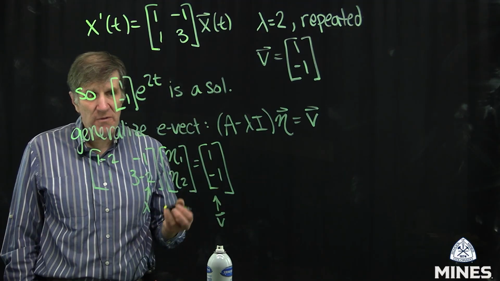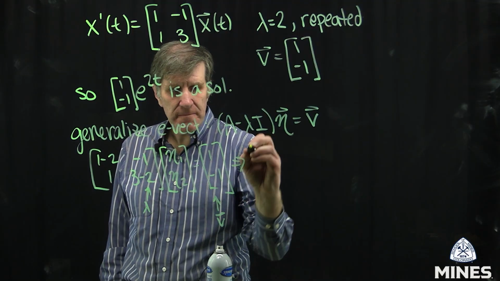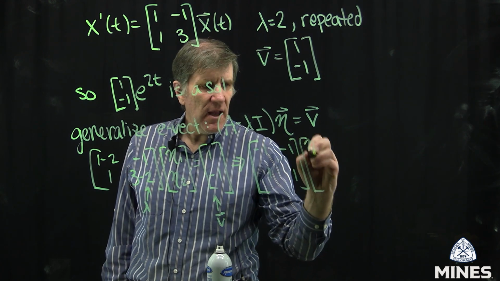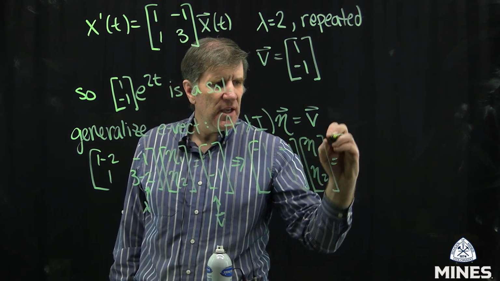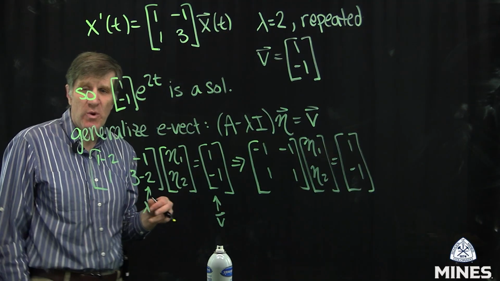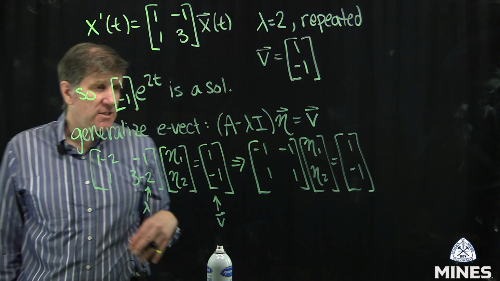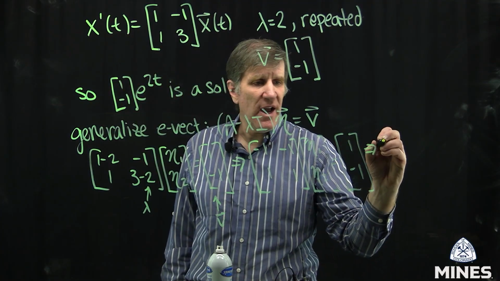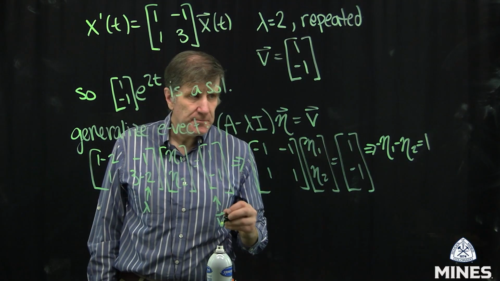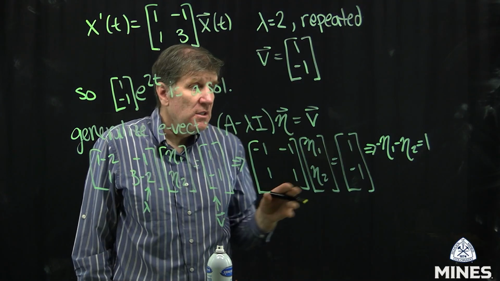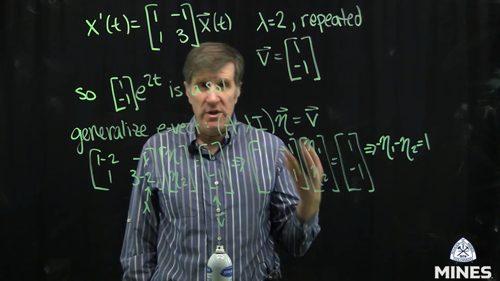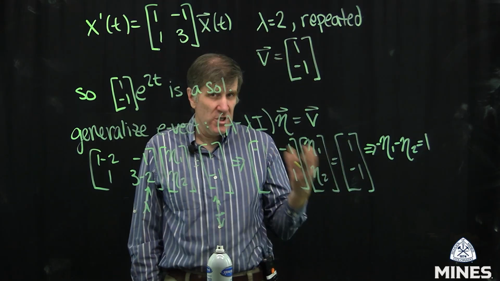But this is once again a system of equations and unknowns. This looks like negative 1, 1, 1, 1 times eta 1, eta 2 equals 1, negative 1. We once again have two redundant equations, just like we did when we were finding eigenvectors. For the generalized eigenvector, the equation we have is negative eta 1 minus eta 2 equals 1. So this is our equation to find eta 1 and eta 2. Because there's only one equation for two unknowns, we once again have infinitely many possible solutions. We just have to pick one.